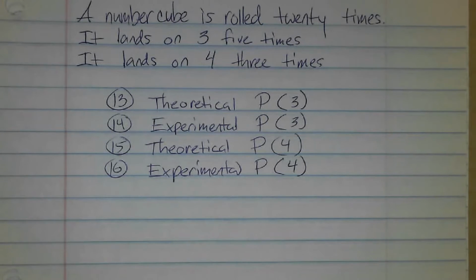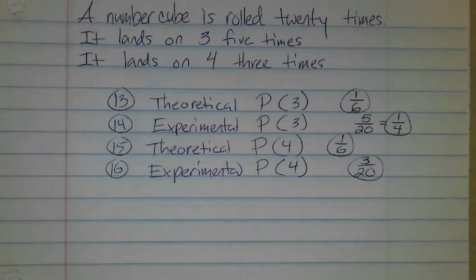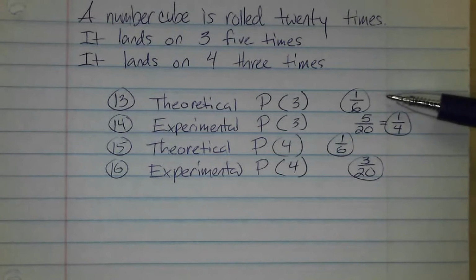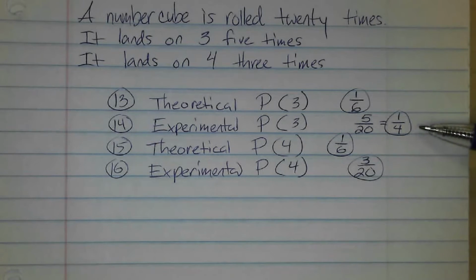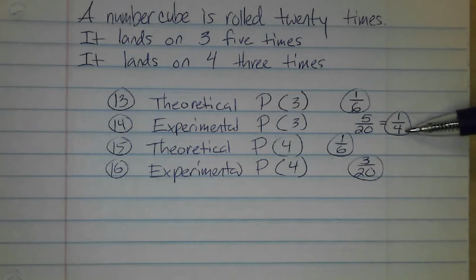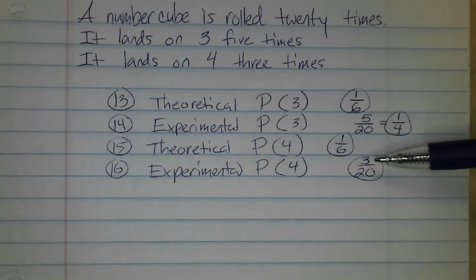Okay, read the scenario and answer the questions about theoretical and experimental probability. Okay, theoretical probability is what we think will happen. So, there's 1 3 on a number cube out of 6 total numbers, so the theoretical probability is 1/6. The experimental probability, however, it says that it lands on 3 5 times out of 20 rolls. So we have 5 out of 20, which reduces to 1/4. Do not forget to reduce.